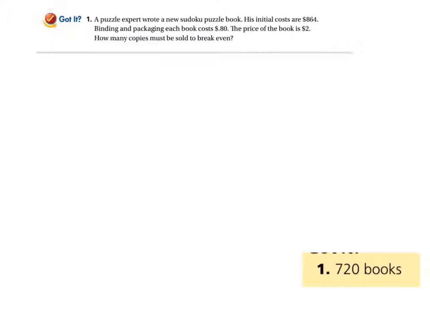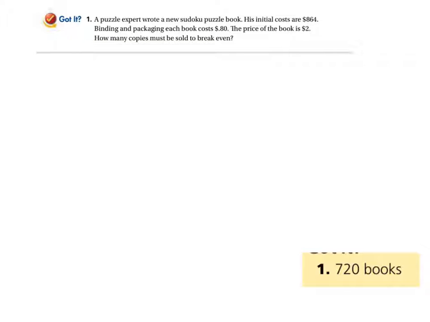Alrighty, so again, as I mentioned, I'm going to expect two equations from you, an income equation and an expense equation. So we're going to start out with the expense equation. Let's read the problem first, I guess. It's probably not a bad idea. A puzzle expert wrote a new Sudoku puzzle book. His initial costs are $864. So whatever that is, that's his cost before he even begins. Maybe that's development or something. Binding and packaging, so it's 80 cents to make each book. The price of the book is $2 each. How many copies must be sold to break even?